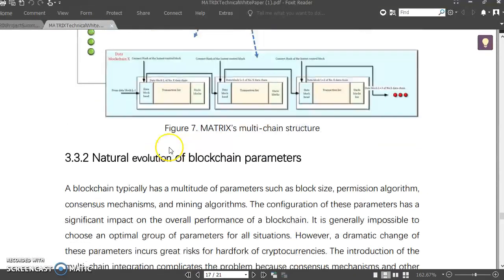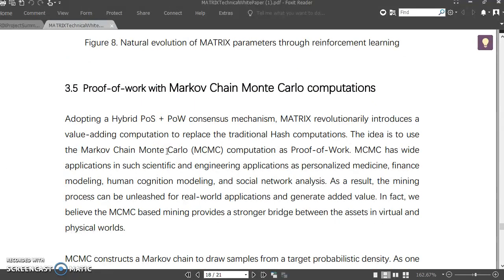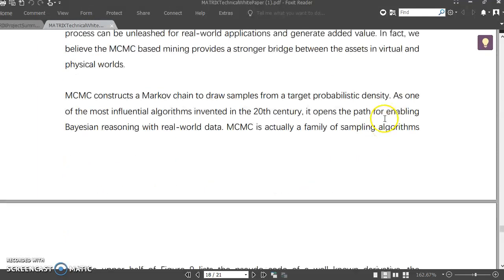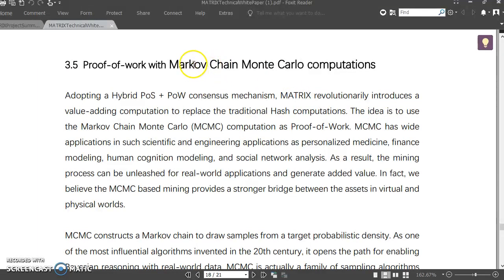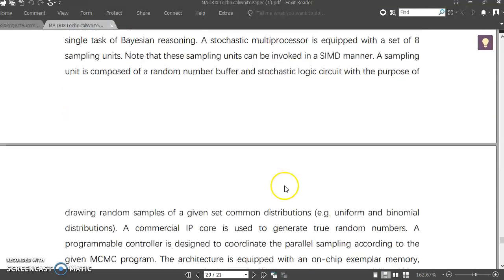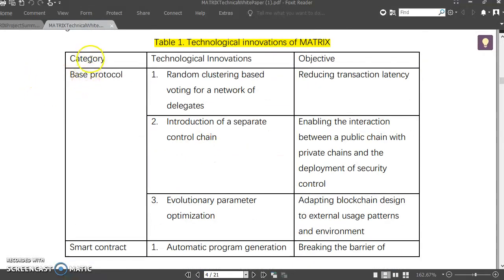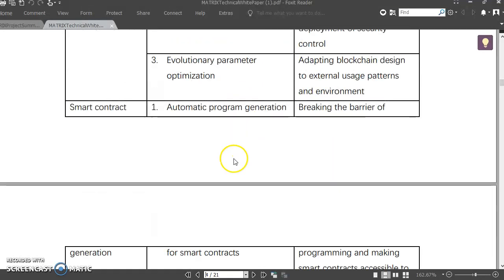chain. And I told you that this system evolves automatically by itself. One of the innovations about this system is that it uses a hybrid consensus mechanism with Markov chain Monte Carlo computations. Those who are more technical can check this up. So if we want an overview of what this platform is all about, there is the category, the base protocol, and the technological innovations, random clustering based voting for network of delegations and all around.